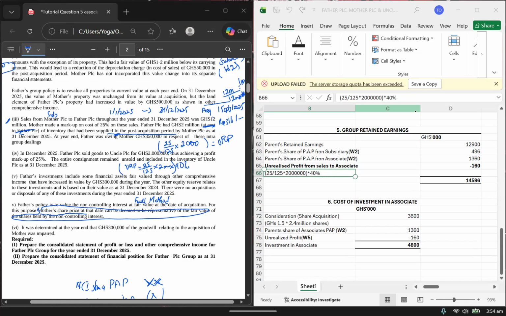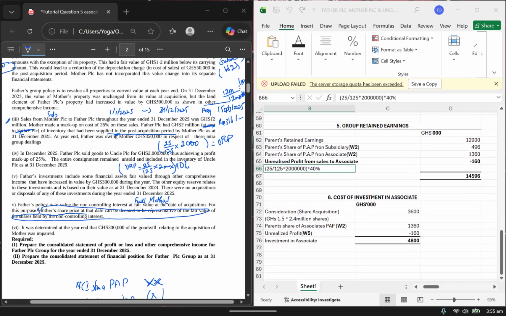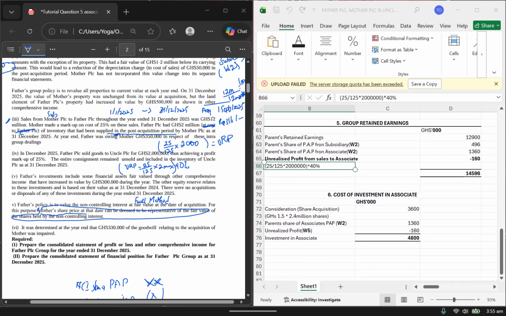Okay, but if there is an associate that sold to the parent, the retained earnings will be in the associate's books, with 60% being other owners, or 40% parent's. But because we are the ones selling to the associates, we record this portion of the unrealized profit. All right. Then you add, then you subtract the unrealized profit, you get 14,596 as the group retained earnings in here.